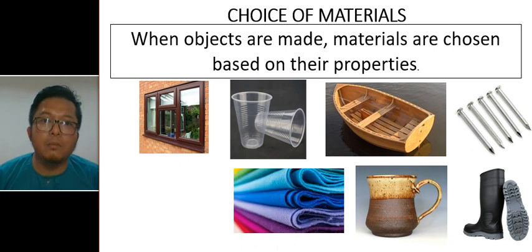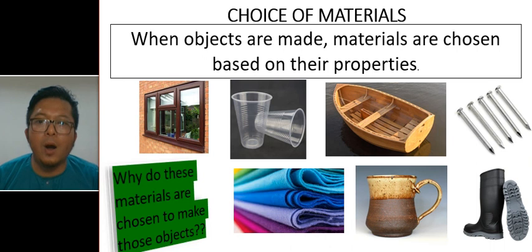There's a reason behind what they have chosen. Why are these materials chosen to make objects? There are 7 materials, remember? Glass, plastic, wood, metal, fabric, ceramic, and rubber.